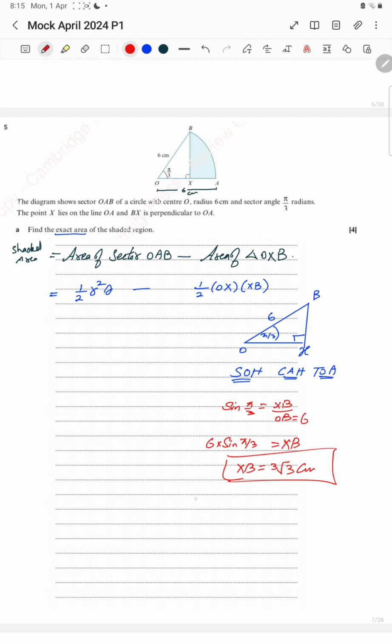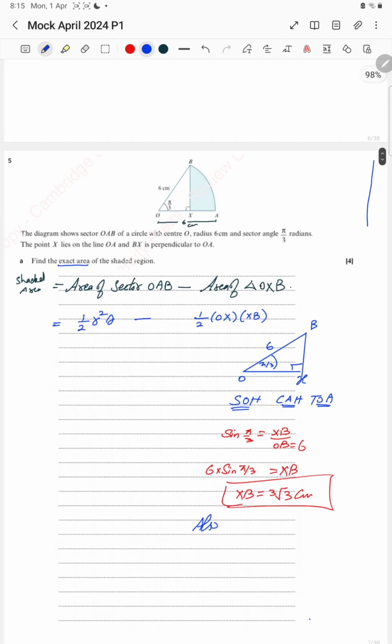Okay. Also, for the same case, as we have calculated XB, now we are interested in OX. So we can use cosine pi by 3 is equal to OX by OB. So OB is 6, OX will be 6 times cos pi by 3. So OX is 3 centimeter. Again, I am reminding you, don't forget to change the calculator mode from degree to radian.